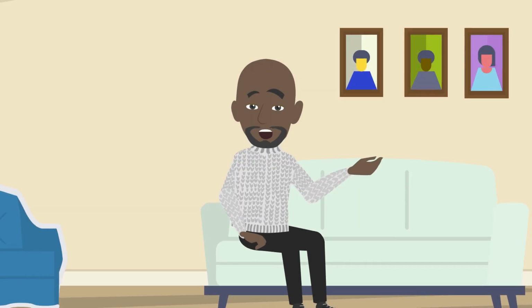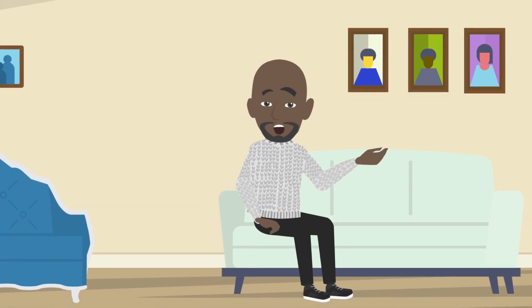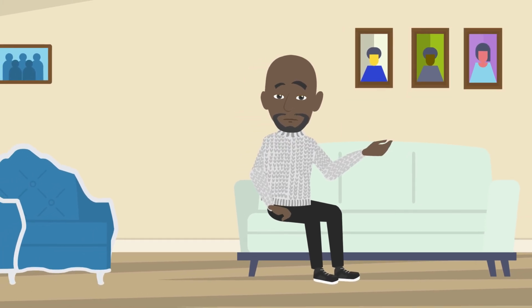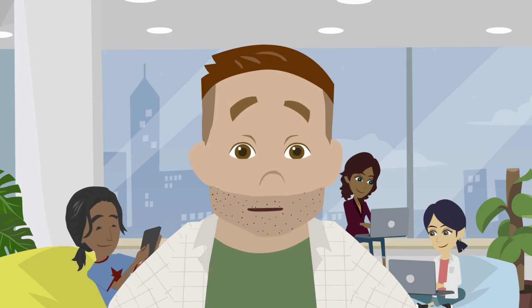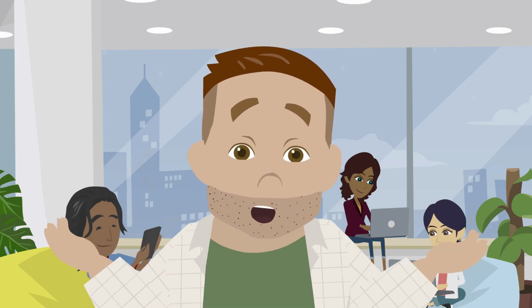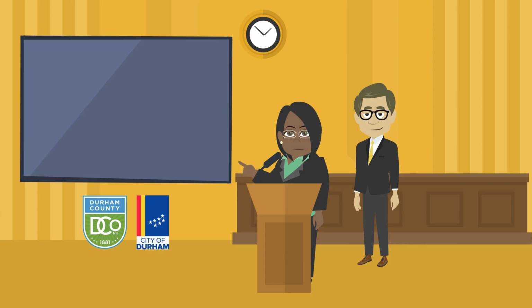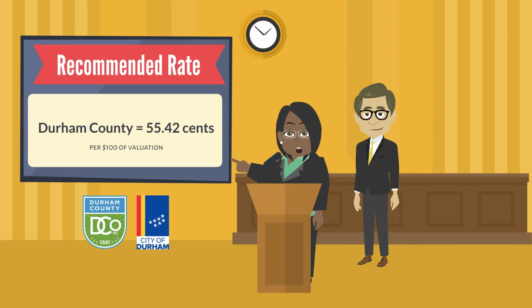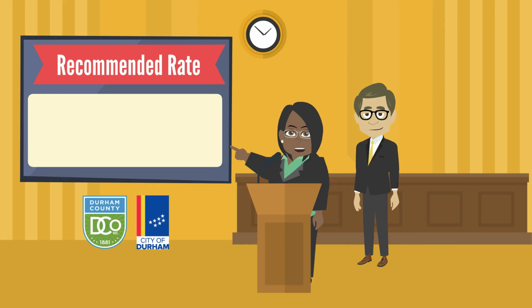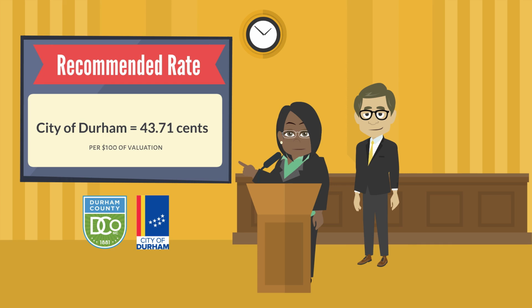Okay, so that means I can take the revenue-neutral rate and multiply it by my valuation to get my tax bill amount? No. To calculate your tax bill, you must use the tax rates from the county and city in their final approved budgets. For Durham County, the approved rate is 55.42 cents per $100 valuation. For the City of Durham, the approved rate is 43.71 cents per $100 valuation.